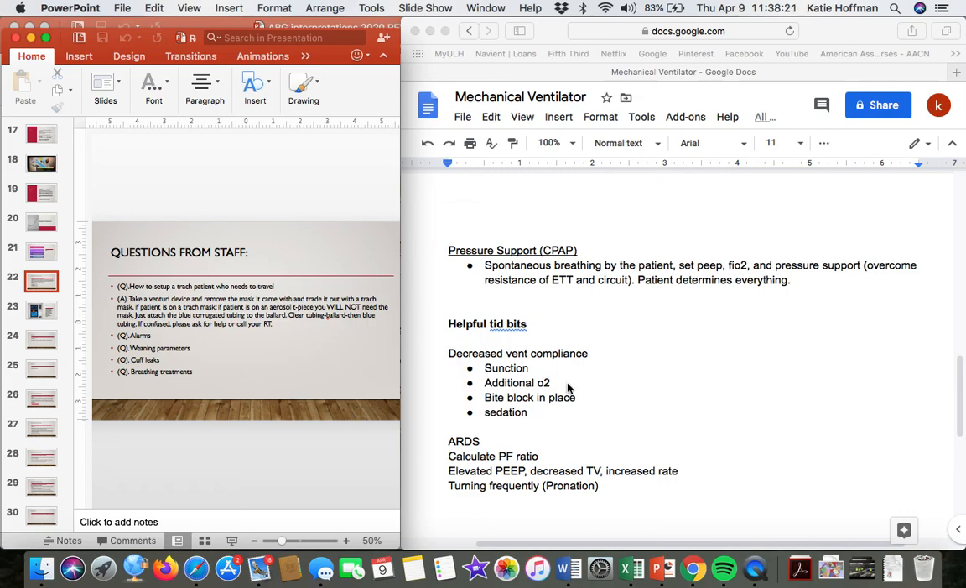Additionally, provide them with a little extra O2. You can hit that 100% button before you suction and just make sure that you're hyperoxygenating them while you're troubleshooting your circuit. Next, make sure their bite block's in place.